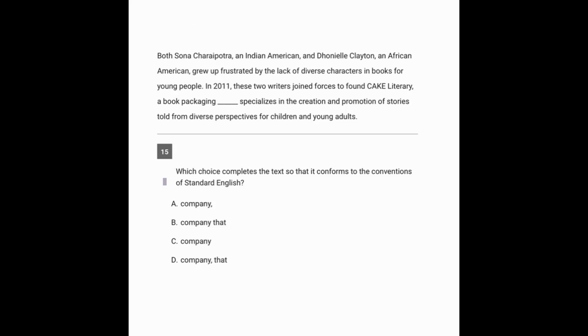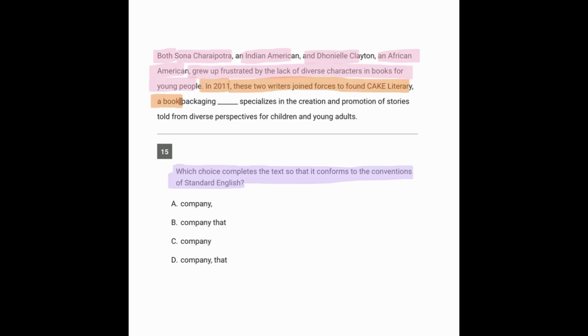Going to question 15, if we start with the prompt, we can recognize that this is the prompt that we always see before grammar questions. So we're reading for grammar here. Both this person, an Indian American, and this person, an African American, grew up frustrated by the lack of diverse characters in books for young people. In 2011, these two writers joined forces to found Cake Literary, a book packaging company that specializes in the creation and promotion of stories told from diverse perspectives for children and young adults.